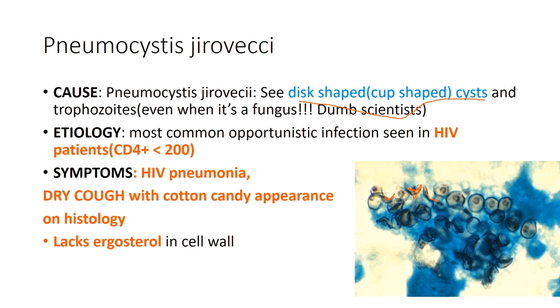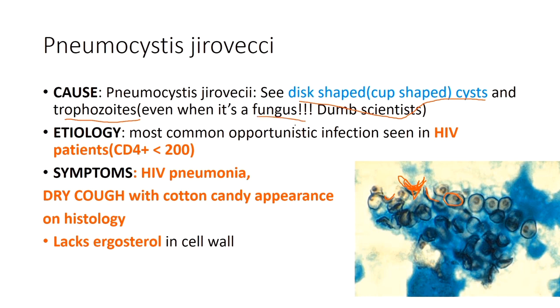If you look at it from the side, they're disc-shaped, right? If I look at them straight on, but if I look from the side, they're making this kind of cup shape, like a wine glass sort of. And that's your cup shape or disc-shaped. You can also see trophozoites. I don't know how, because this is a fungus.